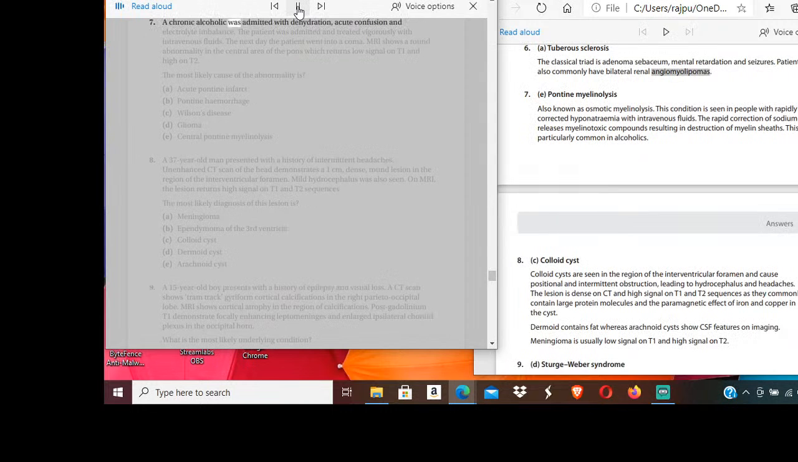7. A chronic alcoholic was admitted with dehydration, acute confusion and electrolyte imbalance. The patient was admitted and treated vigorously with intravenous fluids. The next day the patient went into a coma. MRI shows a round abnormality in the central area of the pons which returns low signal on T1 and high on T2.